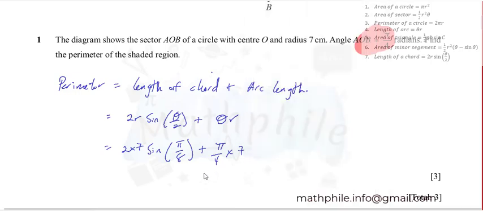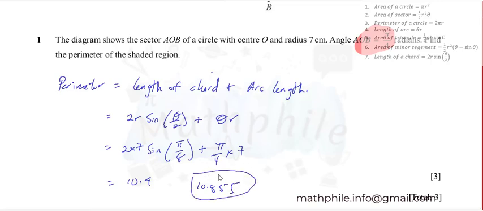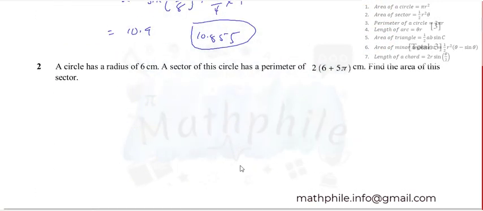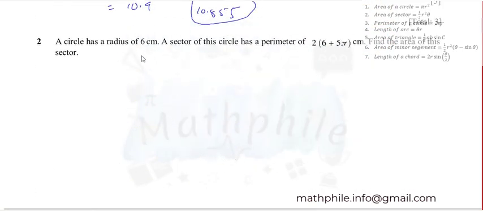So to 3 significant figures, we can say that that's equal to 10.9, or we can just write 10.855. They don't penalize us for this. So the answer to this question is 10.855. It was quite an easy question. Let's see if we can do question number 2. This one didn't provide the drawing for us, and we are supposed to draw one for ourselves.